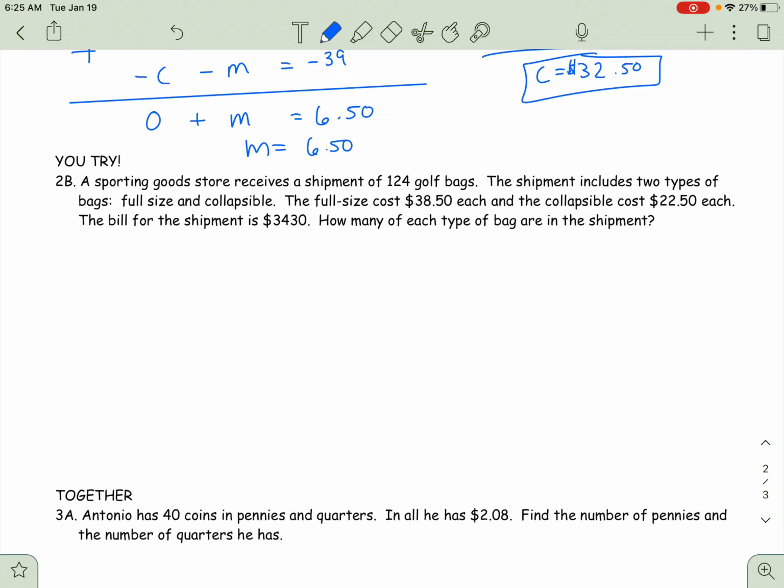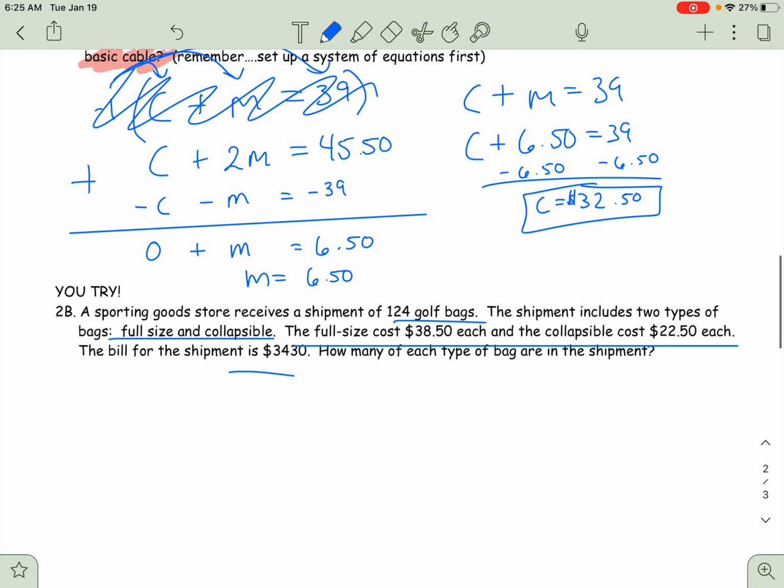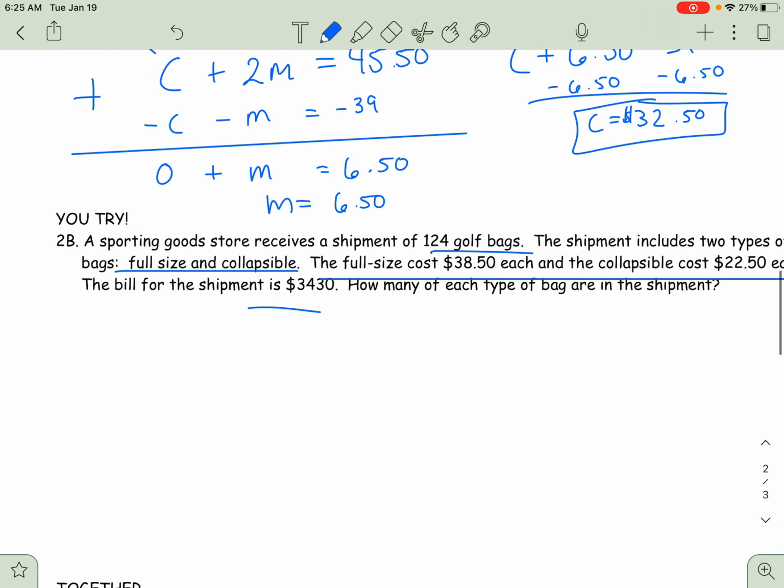Okay, hopefully you've paused the video again, tried it out on your own. Here we go. 124 golf bags. The shipment includes 2 types of bags, full size and collapsible. The full size cost is $38.50 each, and collapsible is $22.50 each. The bill for the shipment is $3,430.